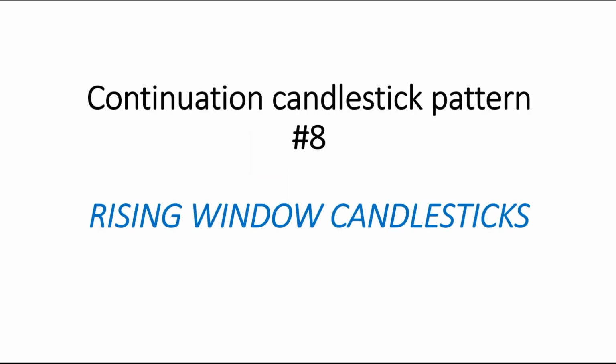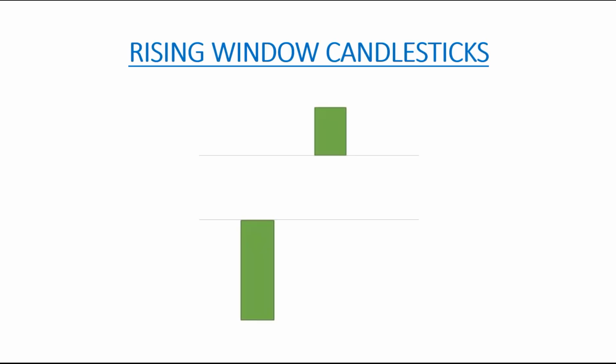So let's jump to number 8, our rising window candlesticks pattern. The rising window candlesticks pattern is a 2-candle bullish continuation pattern that forms during an uptrend. Both candles can be any type of body or wick size. The most important characteristic is a price gap between the first candle's high and the second candle's low. That gap signals the market's strong purchasing power and support against the selling pressure. Therefore, it is an indication for trend continuation long.